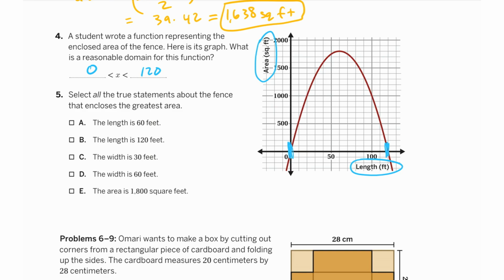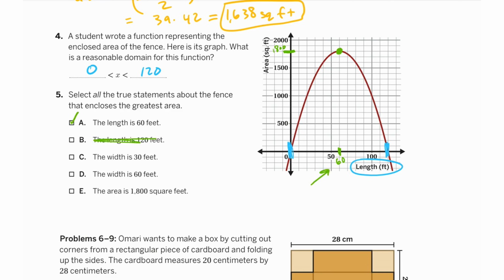Select all the true statements about the fence that encloses the greatest area. So it looks like this here is the greatest area. And it looks to me that this coordinate here lands at 60 and 1800. So the length is 60 feet. Yep, we just said that right here.